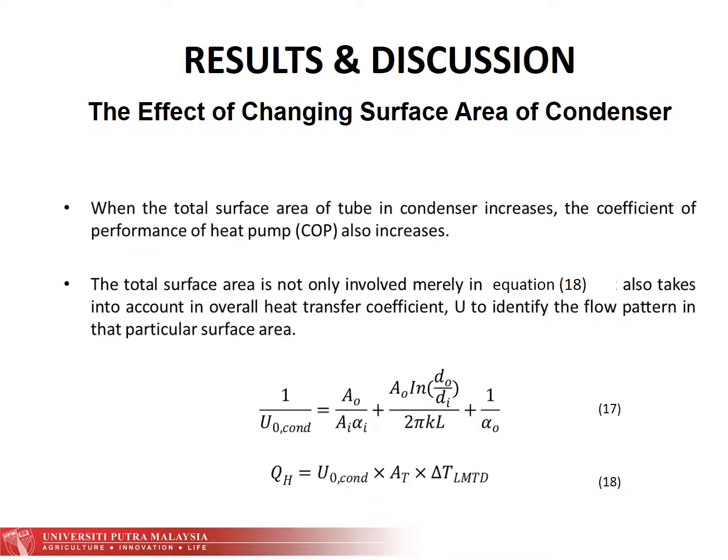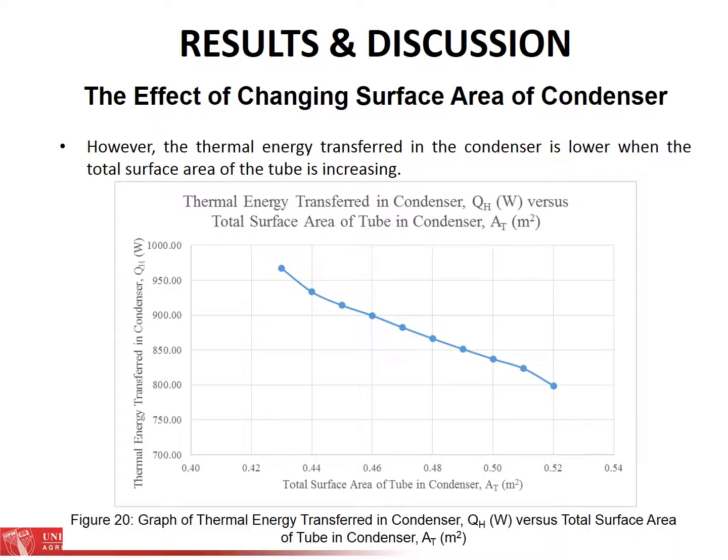The total surface area is not only involved mainly in equation 18, but also taken into account in the overall heat transfer coefficient to identify the flow pattern in that particular surface area. However, based on figure 20, which is the graph of thermal energy transfer in the condenser versus the total surface area of the tube in the condenser, the thermal energy transfer in the condenser is lower when the total surface area of the tube is increasing.